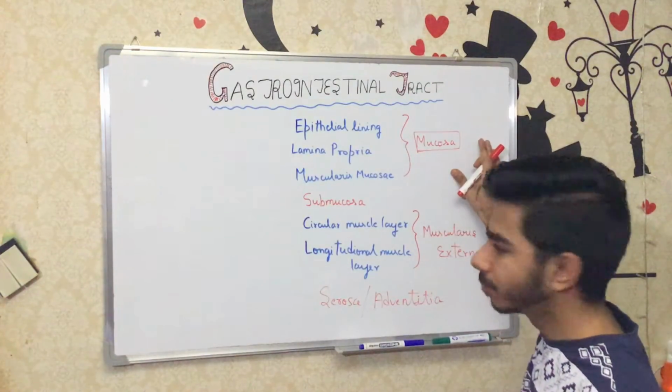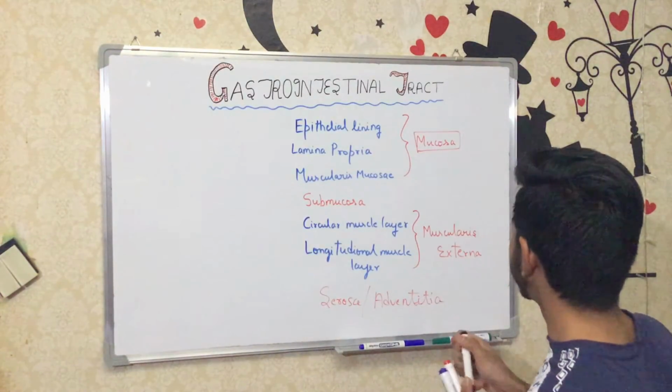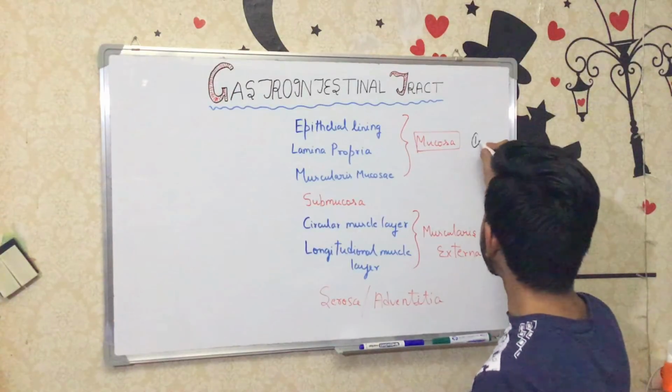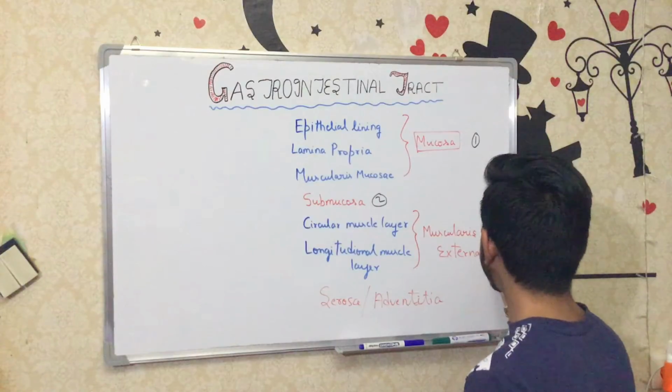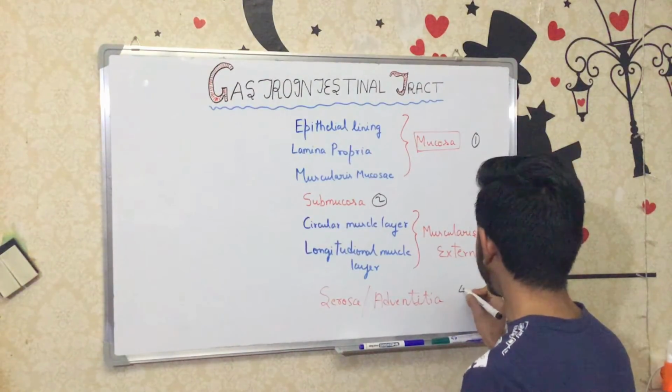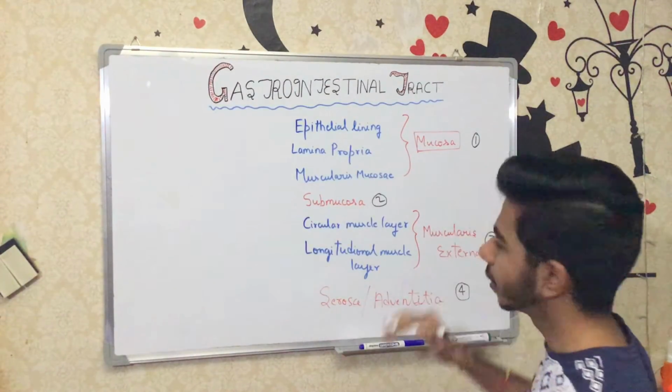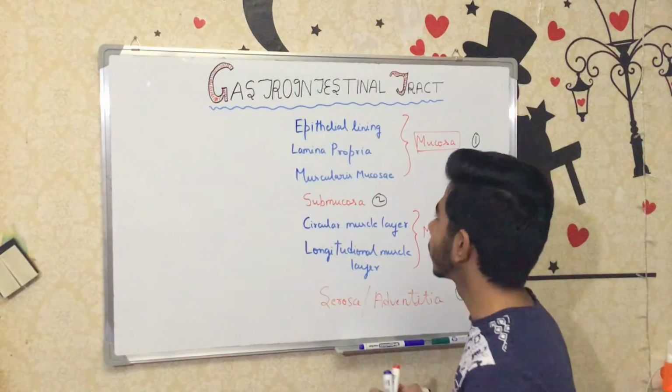This is the first layer. Our submucosa is the second one, muscularis externa is the third, and the serosa or adventitia is the fourth. So these are the four basic layers present in the GIT.